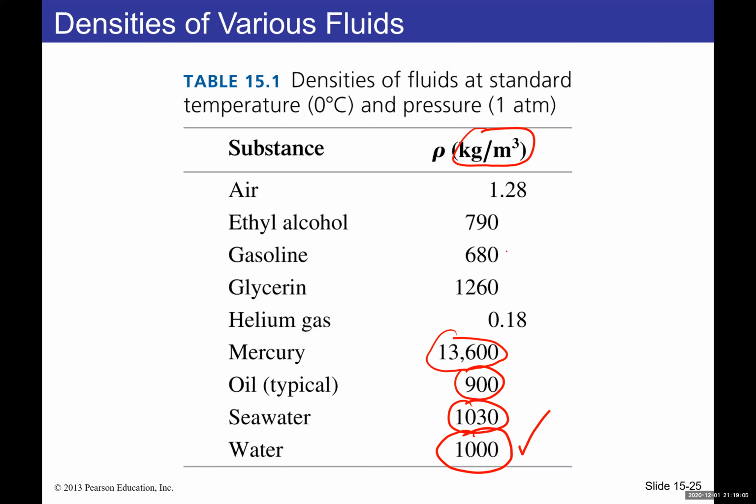All right, so mostly you can see the ethyl alcohol, gasoline, glycerine, those are basically comparable to water. Some are more dense, some are less dense. Most of the metals like gold, aluminum, and copper are much more dense than water.